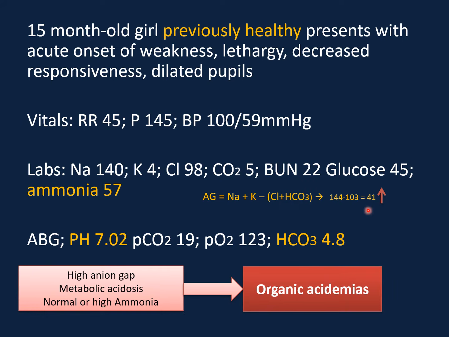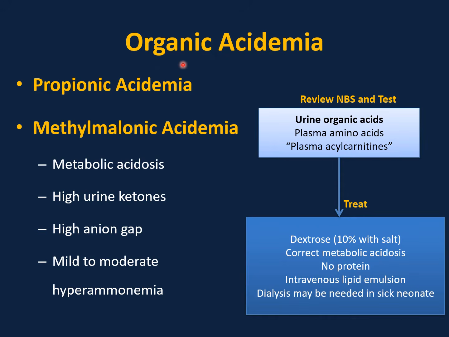So you have metabolic acidosis with normal ammonia level. So this is a case of organic acidemia. The keyword for organic acidemia is high anion gap metabolic acidosis with normal or high ammonia level. Organic acidemia is high yield. It is very important to be familiar with these two names: propionic acidemia and methylmalonic acidemia. Both present with metabolic acidosis, high urine ketones, a high anion gap, and mild to moderate hyperammonemia.